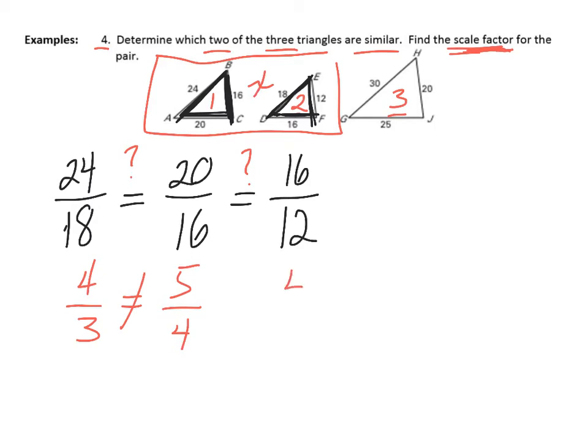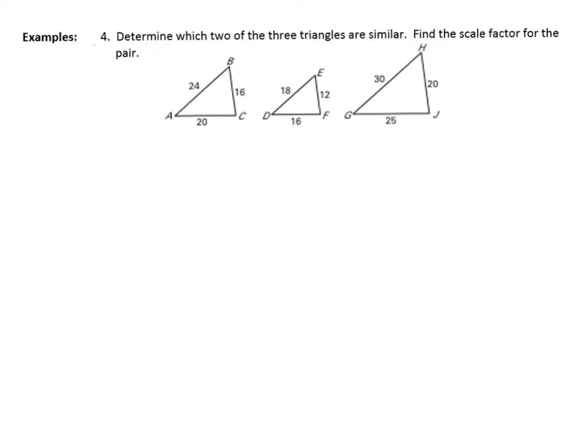I can see that this one's going to turn out to be 4 over 3, but that doesn't really help if the middle ratio is not 4 over 3. So let's get rid of this and move on to another pair. I tried 1 and 2. Let's check out 2 and 3 and see if those two are going to be similar.